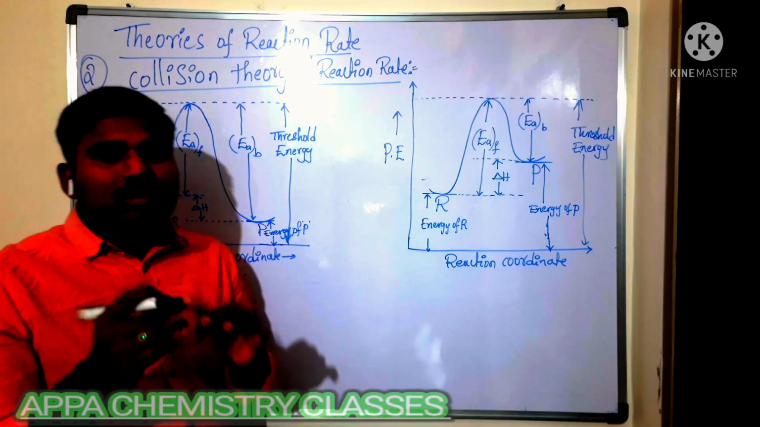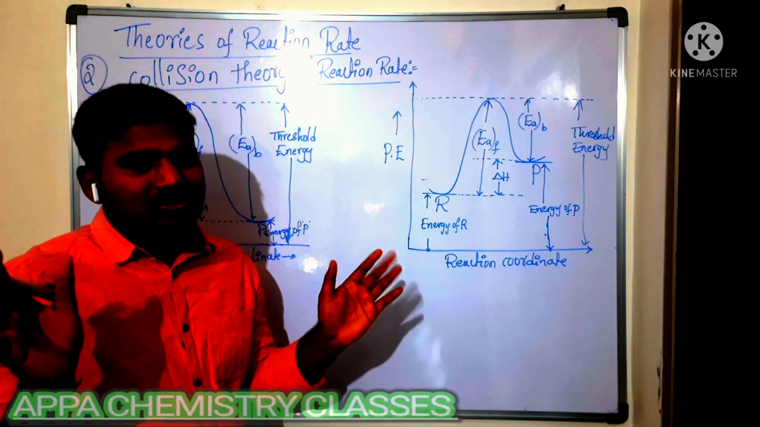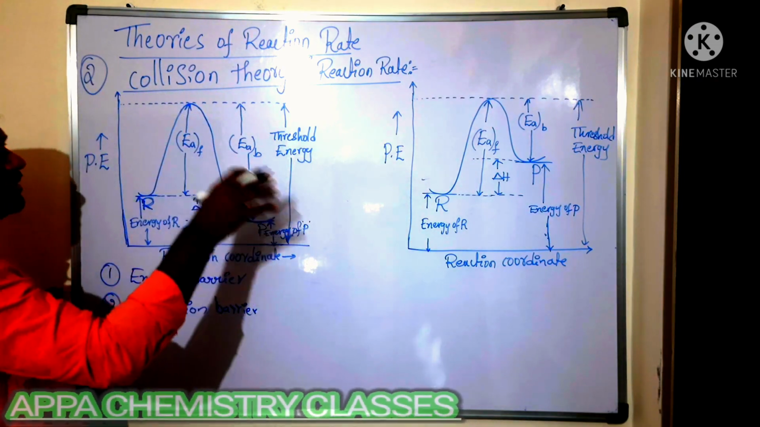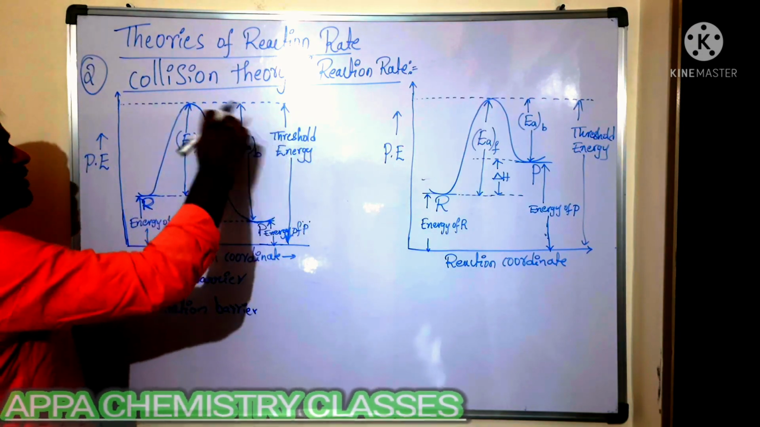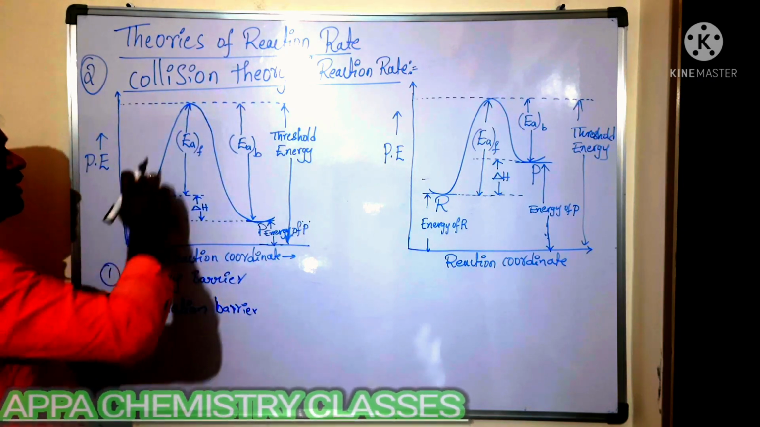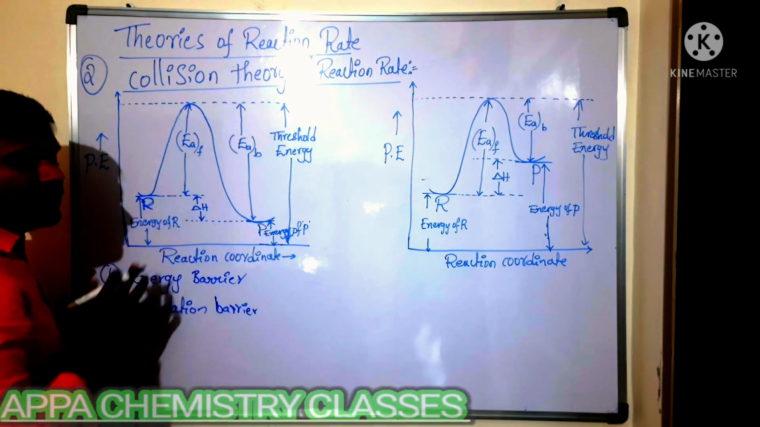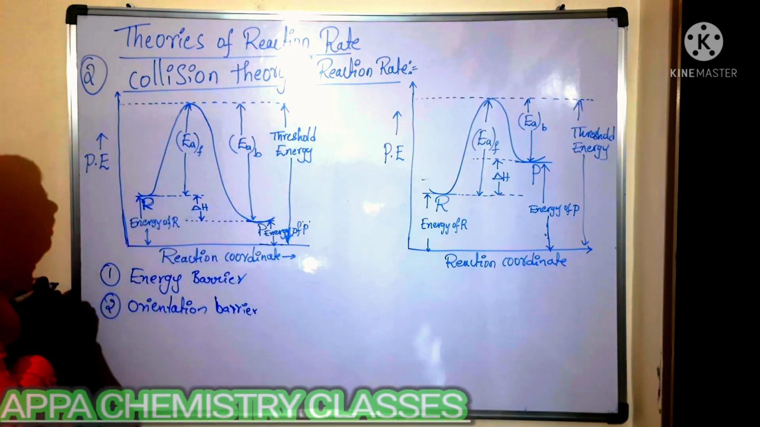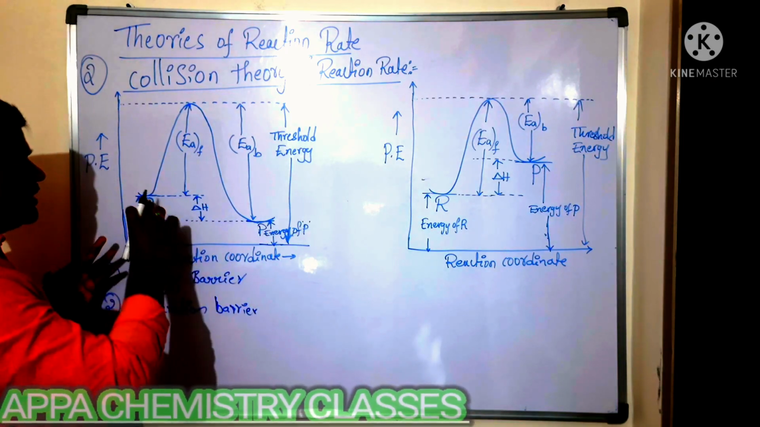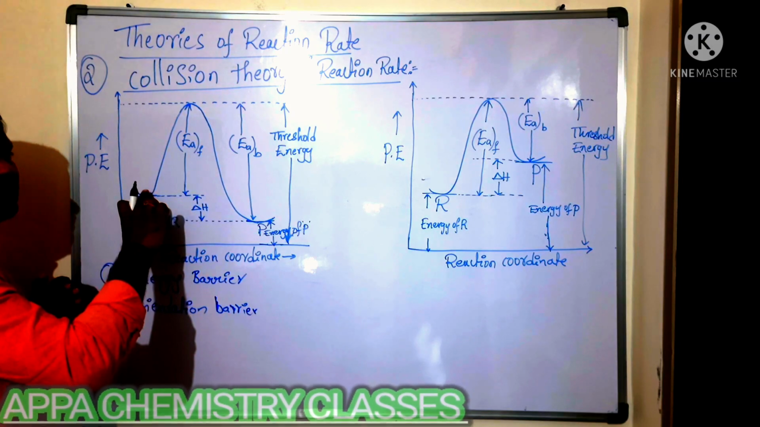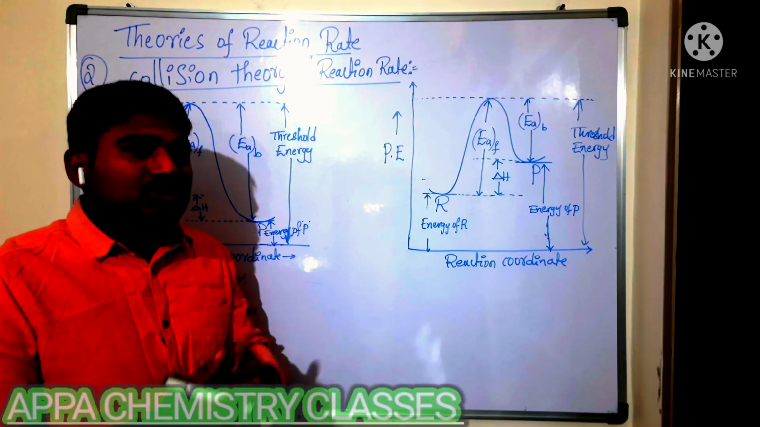If they have less than that threshold energy, then those reactant molecules are not converted to product. Reactants which have threshold energy will form the transition state, and those reactants are converted to products. Now threshold energy alone is not sufficient: the reactants are having this much energy only, so they require some amount of energy to reach that threshold energy.